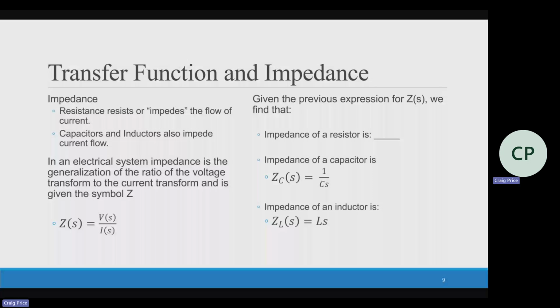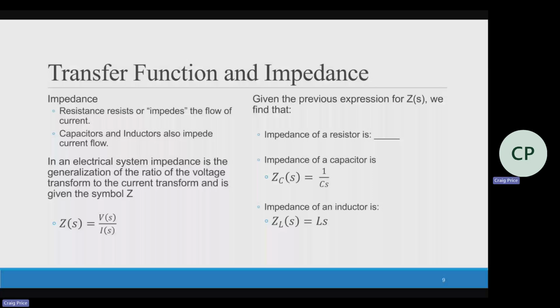So in an electrical system, impedance is the generalization of the ratio of the voltage transform to the current transform, and we give it the symbol Z. Notice we're already in the S domain. So impedance is already taking all this time domain stuff and turning it into S's. And so from there, once I change those definitions, I can add different things together. I can combine them until I get to my transfer function.